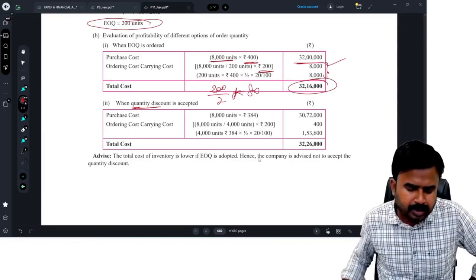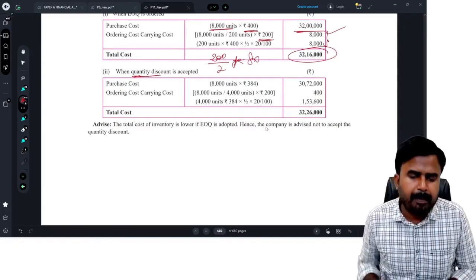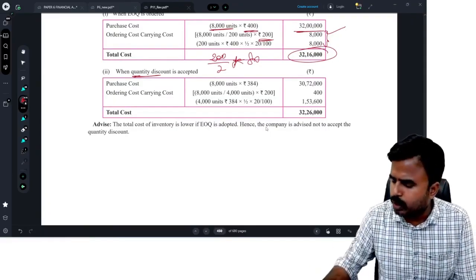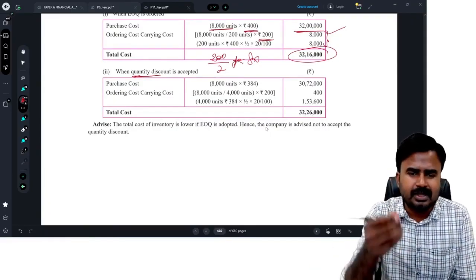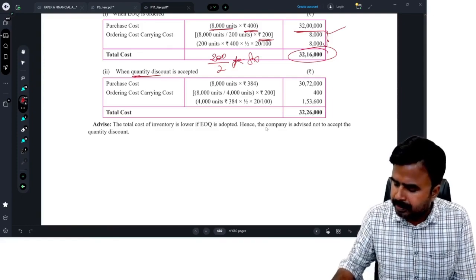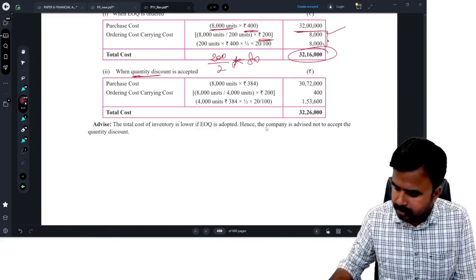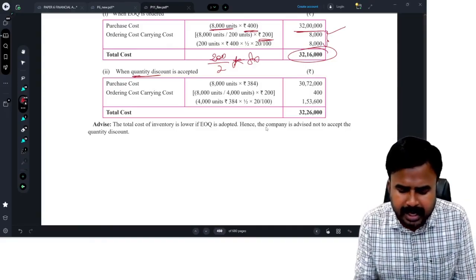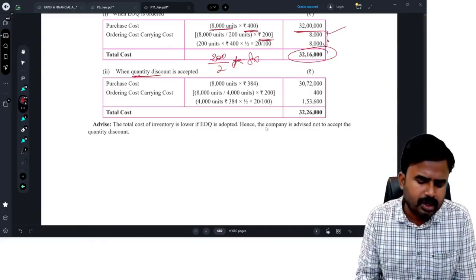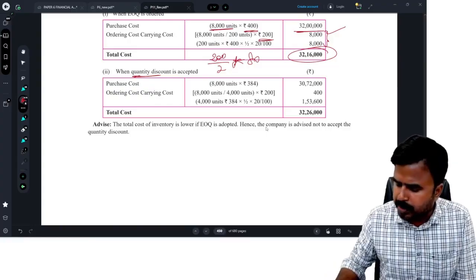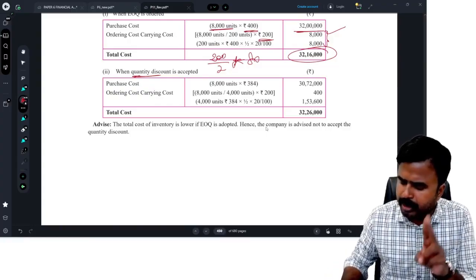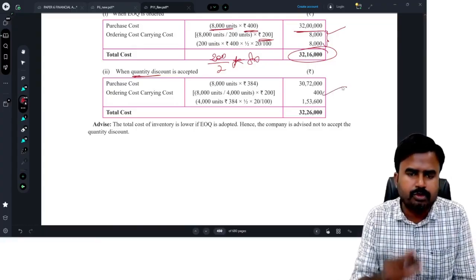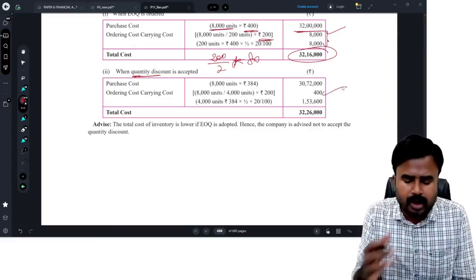On such 384 rupees only, you have to apply inventory carrying cost also. First of all, purchase cost. Annual raw material requirement is 8,000 units into the purchase price is 384 because of the discount. So I got 30 lakh 72,000. Ordering cost: number of orders into cost per order. 8,000 divided by 4,000, there will be two orders only, into 200. I got 400 rupees ordering cost because of very few orders.